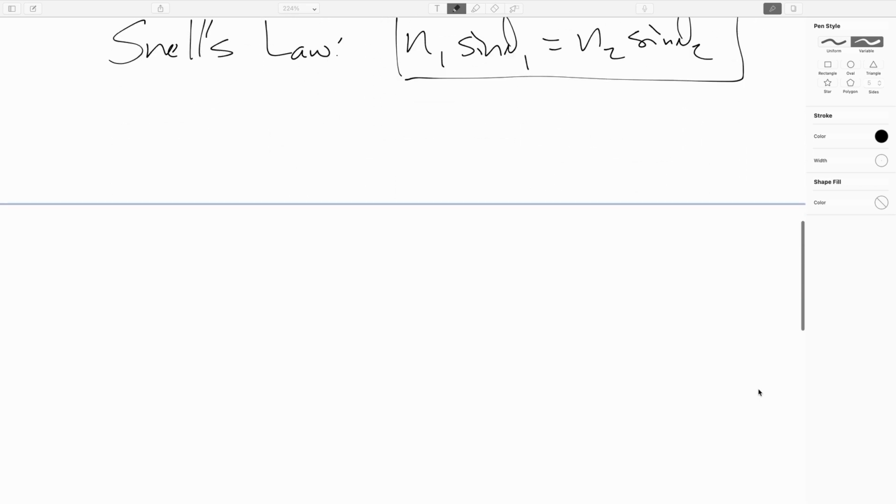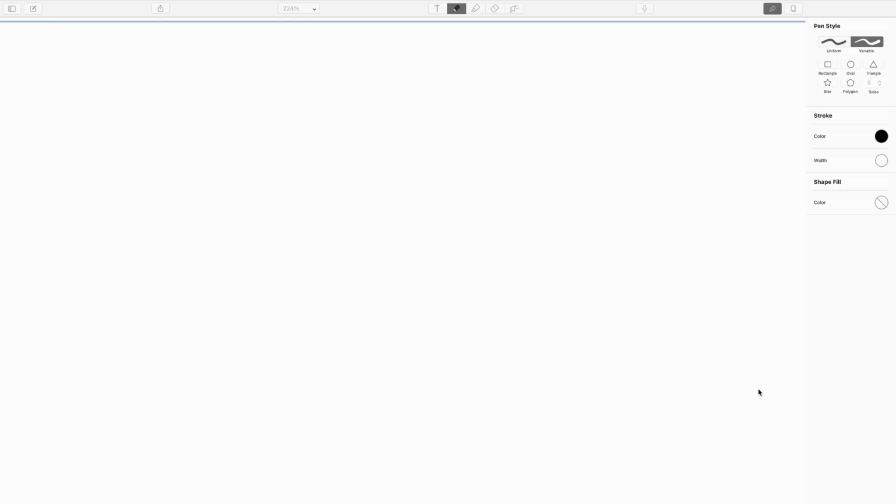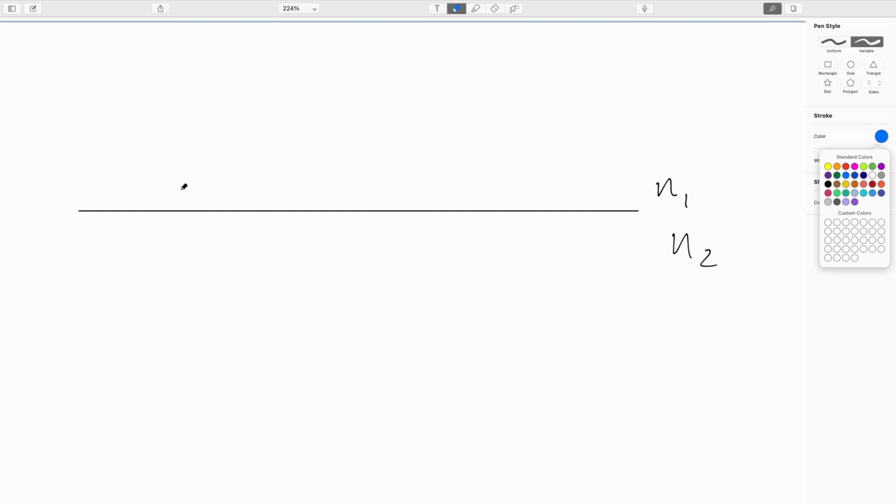So again, we can prove Snell's law here using Huygens' Principle. So here's the boundary between my materials. We'll say that this is of index n1. This is index n2. And so let's say we have our incident ray coming in, like so. We'll go ahead and erect a normal, just like before. There we go. And we'll extend it down there.